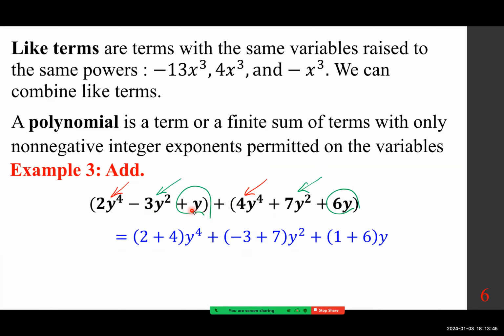Remember, when we have just a variable, the coefficient, the multiplier, the number sitting in front of it, is called the coefficient. When it's missing, it's 1.